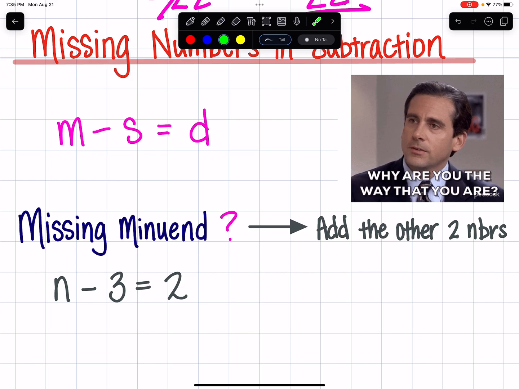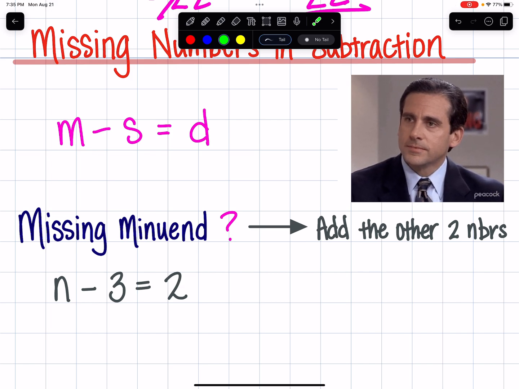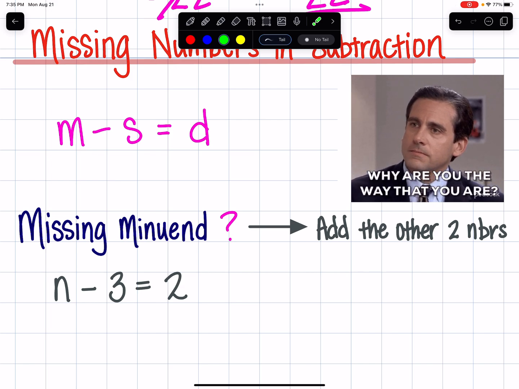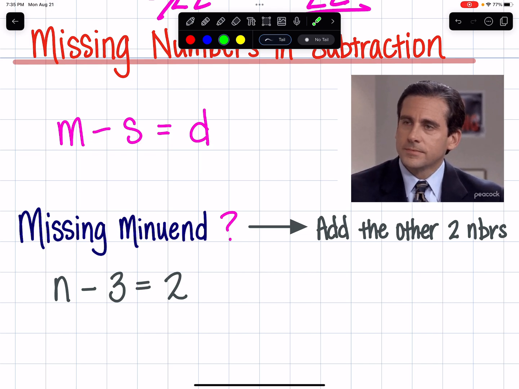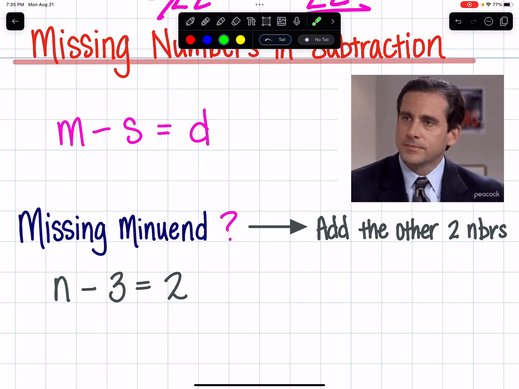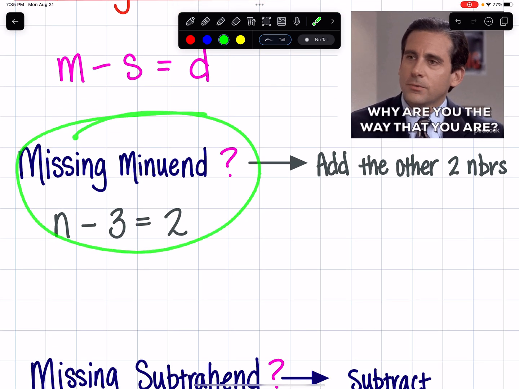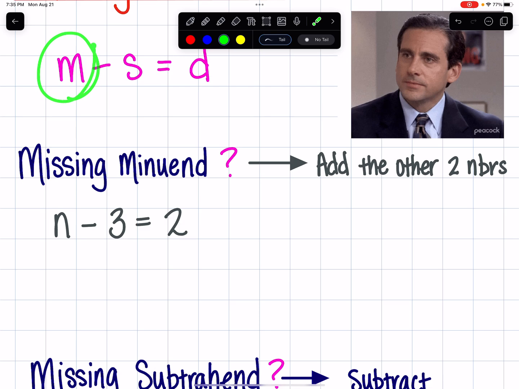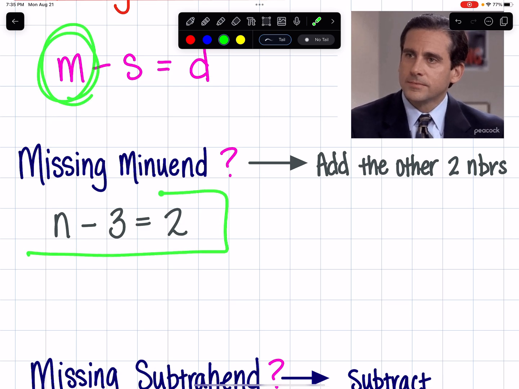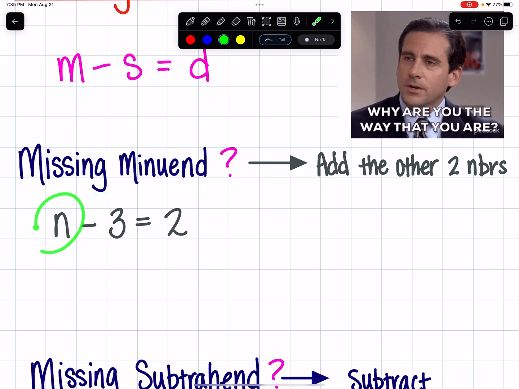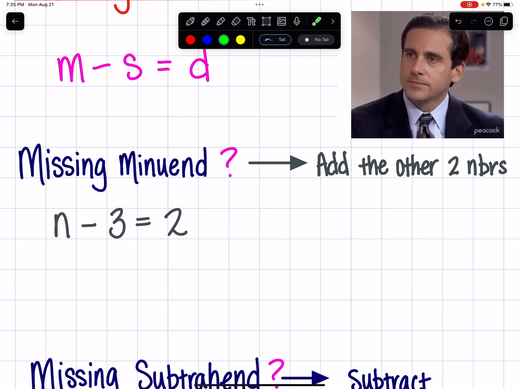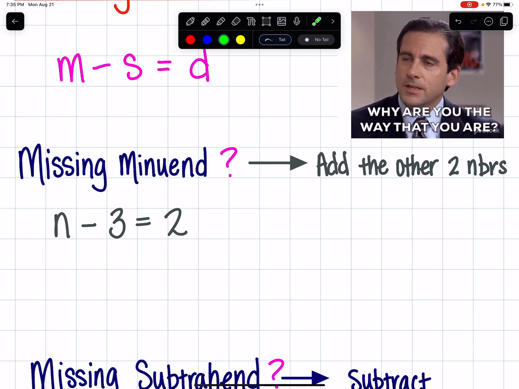So there are always those 3 numbers in a subtraction equation. If one of the 3 numbers is missing, you can find the missing number. Remember, they have to give you 2 out of the 3, so you can find that third one super easy. What if they give you a minuend that is a variable? So that would be this number. n minus 3 is equal to 2. That's a missing minuend because n is in the place of the minuend, right? So n minus 3 is 2.